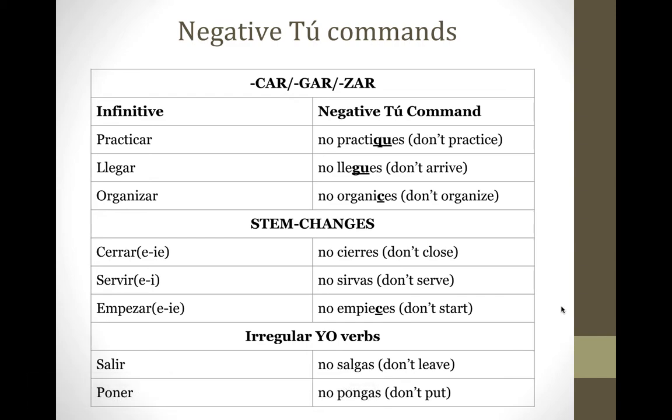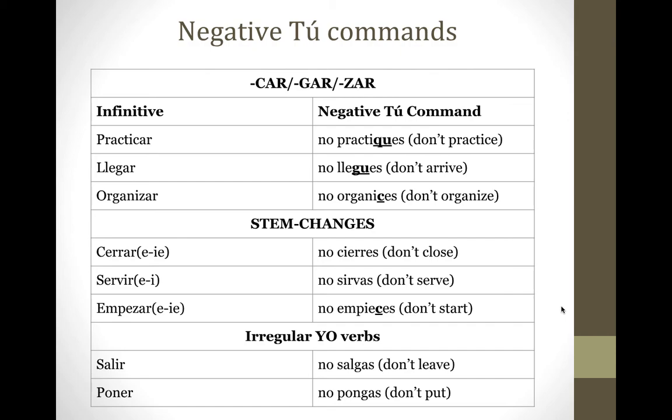And the last thing to consider, again, it's not irregular, but it's just something to think about. You have a bunch of verbs in the present tense that have an irregular yo form. So for example, you have salir. Salir in the yo form is salgo. So when you go to the yo form, salgo, then you drop the O, and you add the opposite ending, and you would get no salgas. Poner, same thing. It has an irregular yo form. So when you go to the yo form, you get pongo, drop the O, and add the opposite ending, no pongas.